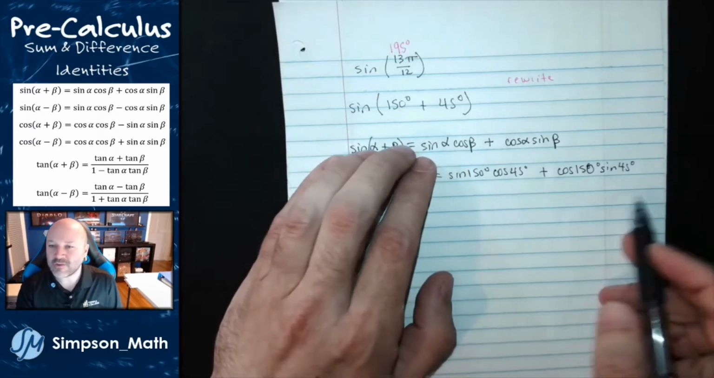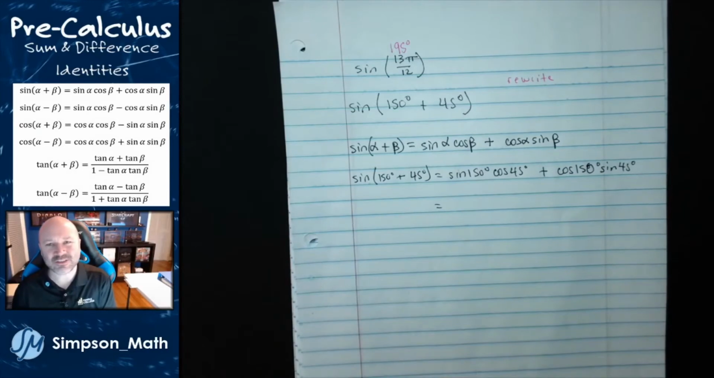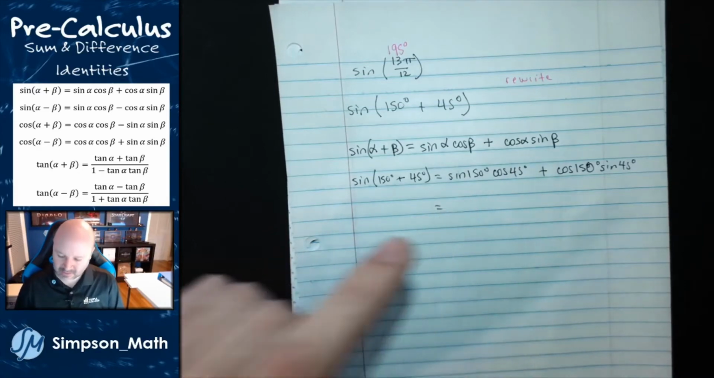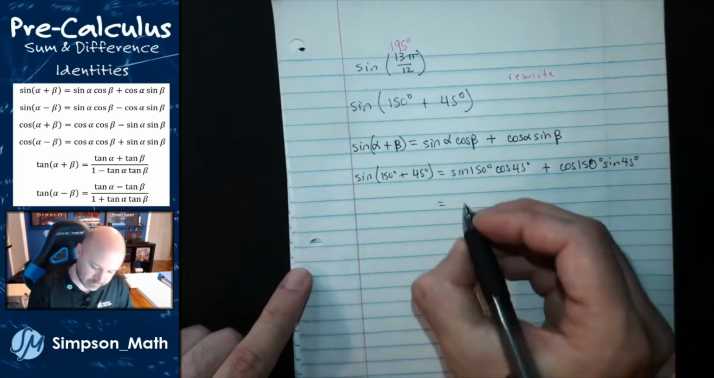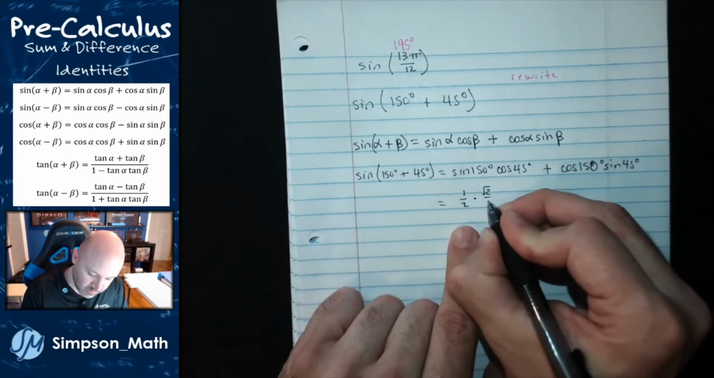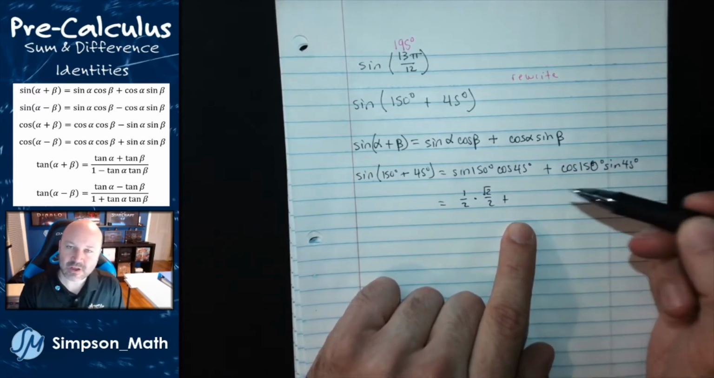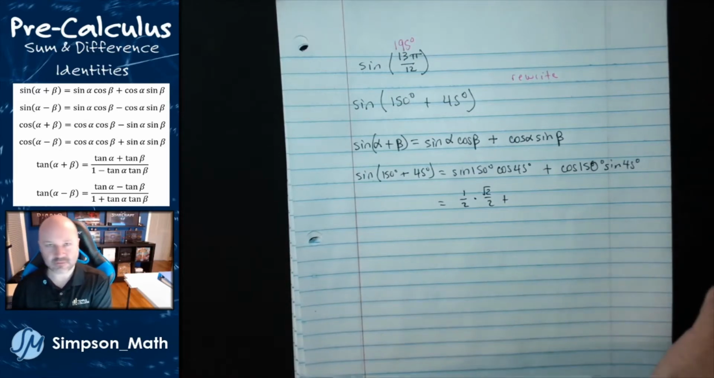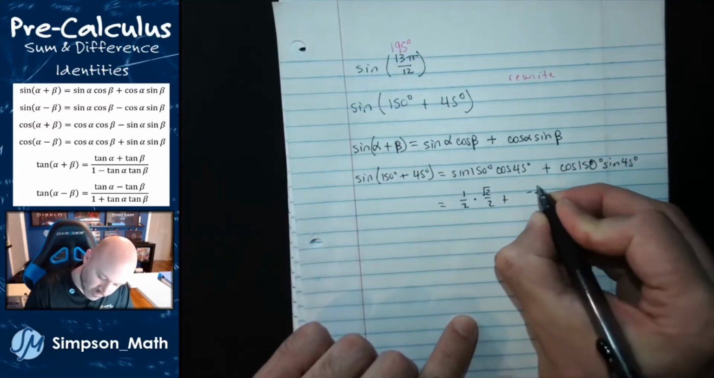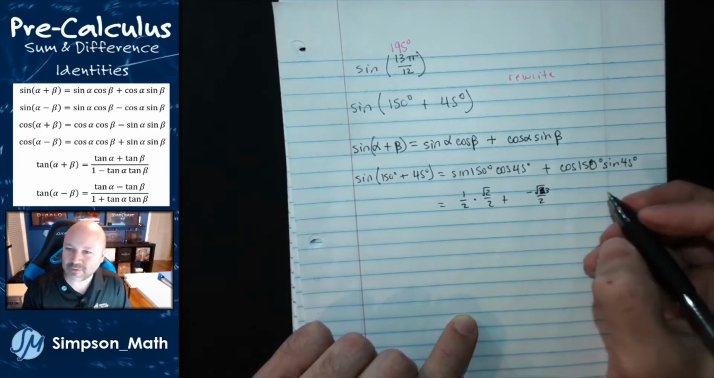And then I claim I know all the values on the right. 150 and 45 are on the unit circle, so I know these values. If I need to reference a unit circle, that's fine. But 150 is 5 pi 6, so the sine value better be 1/2. Cosine of 45, that's root 2 over 2. Plus cosine 150, now this is 5 pi 6, so it's negative, and that should be root 3 over 2. I have my unit circle, I can just double check myself. Negative root 3 over 2.